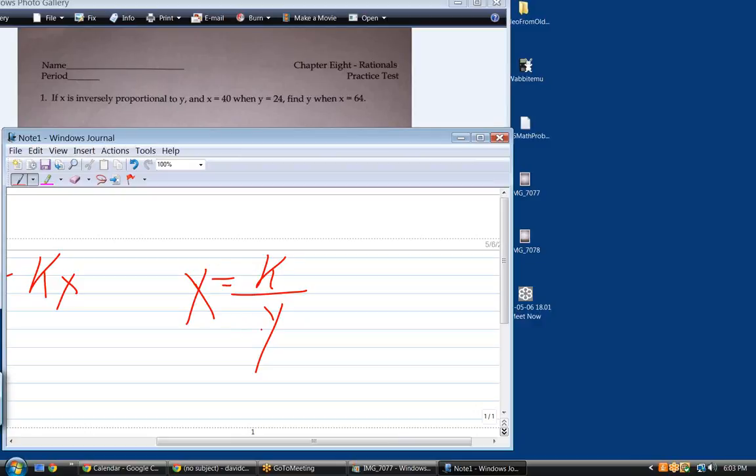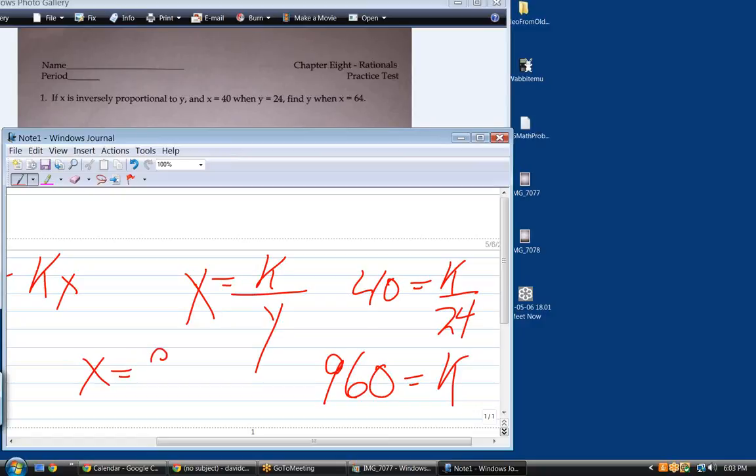So the trick on all of these is to solve for k. Oh, okay, that makes sense. They say when x is 40, y is 24. So I got 40 equals k over 24. Solve for k. You multiply both sides by 24. So 960 equals k. And now you have a specific equation that covers this problem. Since k is 960 and it never changes, that is the equation that covers this problem. All of these kinds of problems are exactly this way. You have to solve for k first.